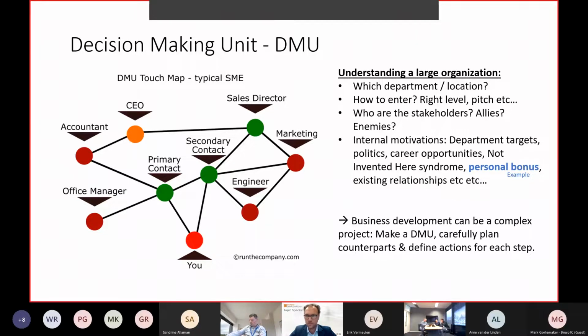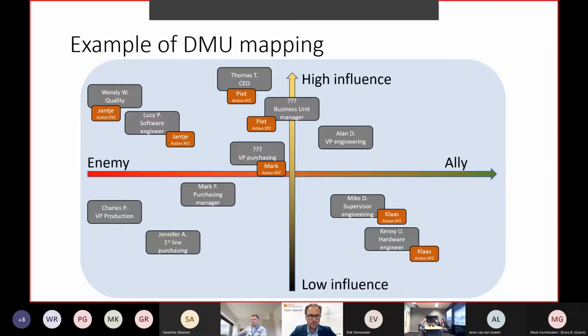If we go to the next slide, this is an example of DMU mapping. So let's say you're talking to this company, Samsung or BMW or whoever it is. You are working not only with engineering, you have purchasing, you have the quality responsible people, you have all kinds of people in management. And for each of those departments, maybe there are 10 stakeholders and many different levels in the organization. What helps typically is if you start mapping it on at least two different axes.